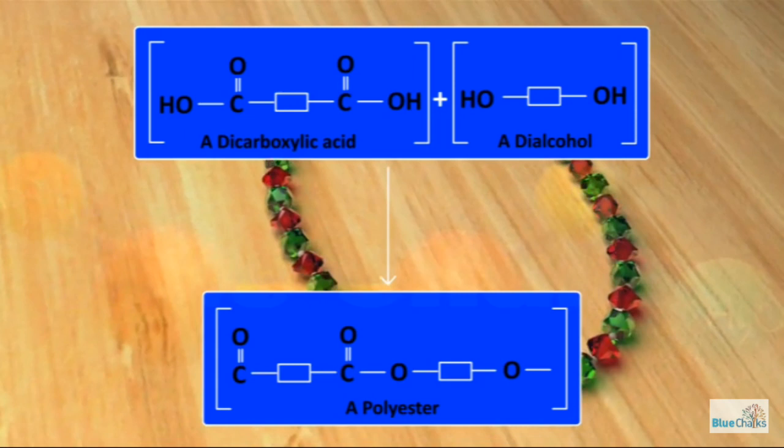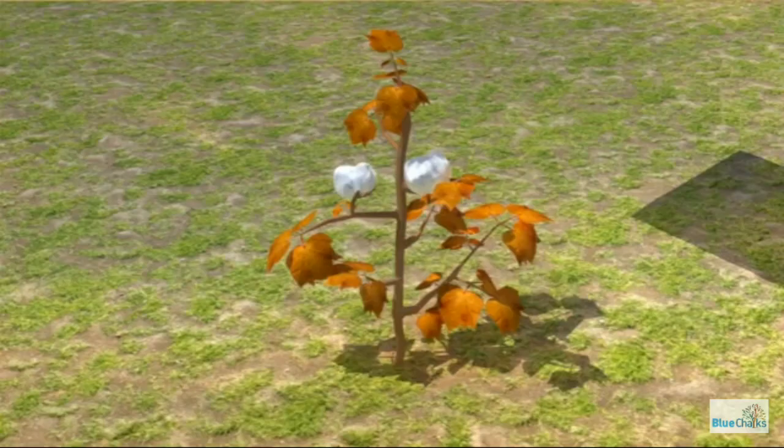Example: a dicarboxylic acid and a dialcohol combine together and form polyester. At home we say polyester.